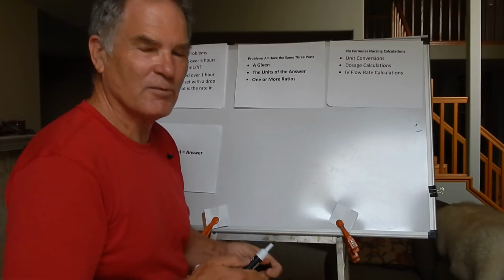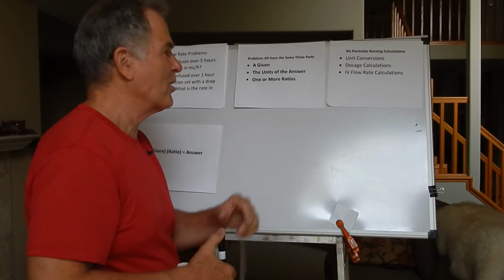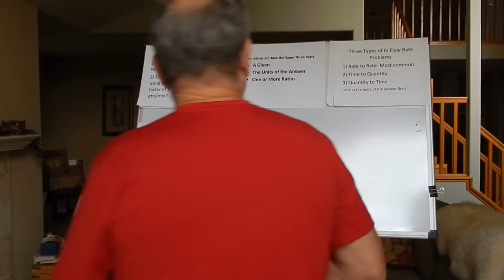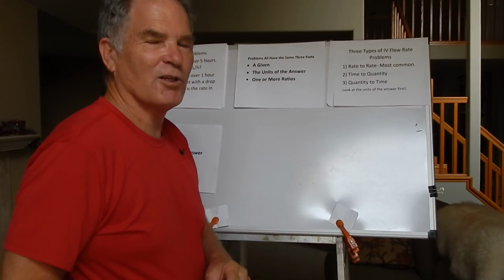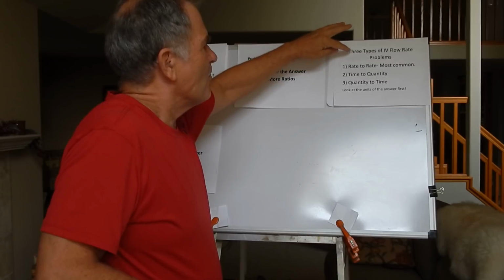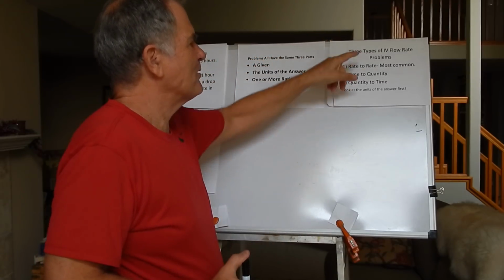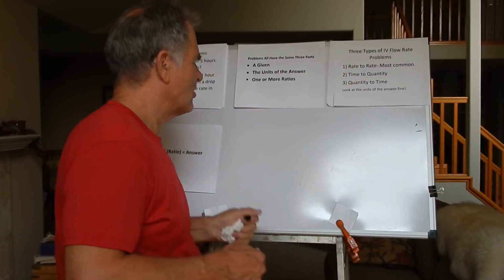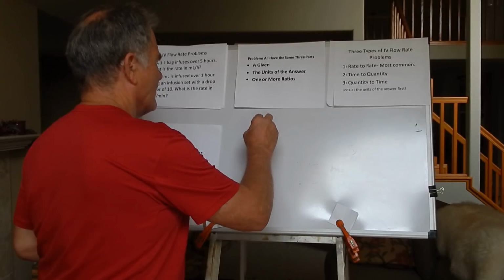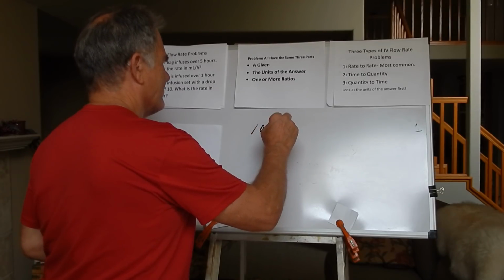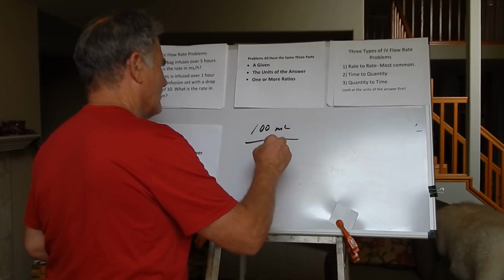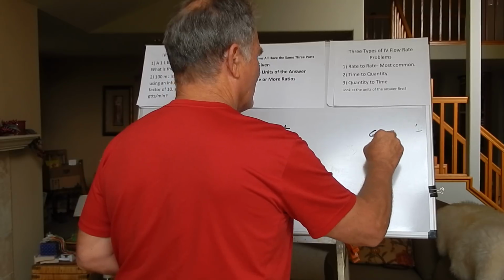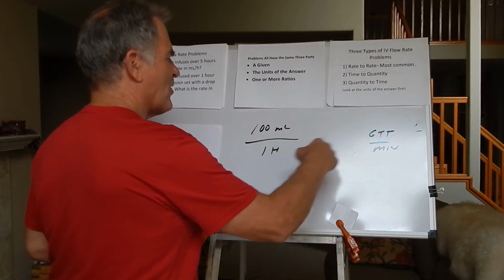Okay, so now we're going to talk about some IV flow rate problems. These are just a little bit more involved, but they're still pretty easy. So there's three main types of IV flow rate problems. The most common is a rate to a rate. So they might say the doctor ordered 100 mLs per hour, and you want drops per minute. Okay, so that's a rate to a rate.